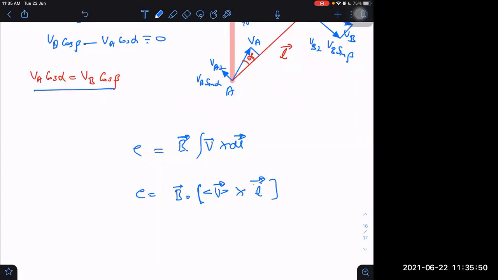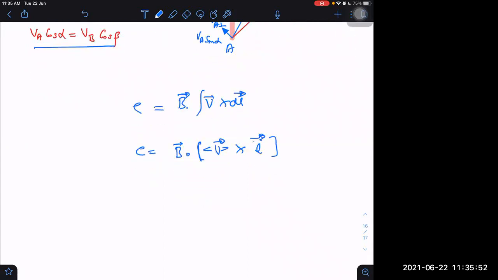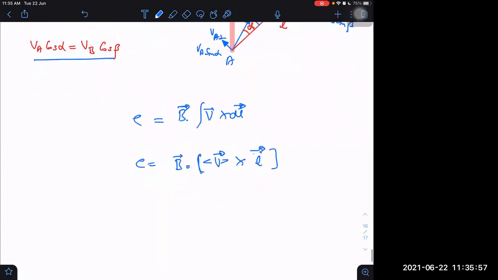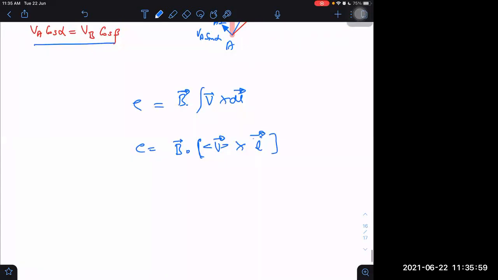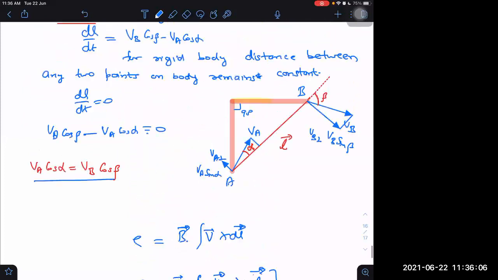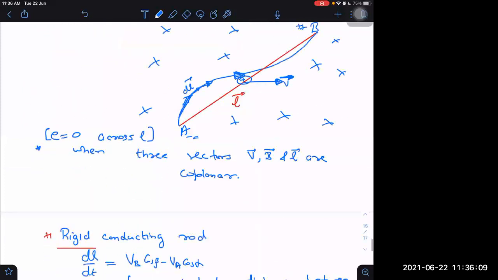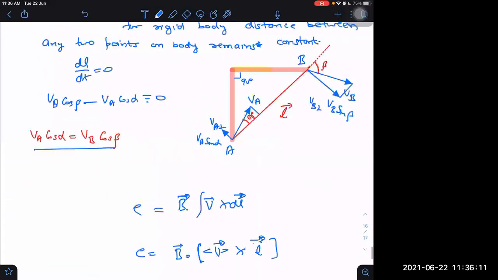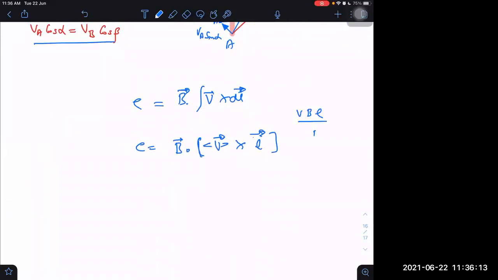What is V average meaning here? Total distance by total time taken. So let me check first whether it is right or opposite. I think it is not right. It is opposite.